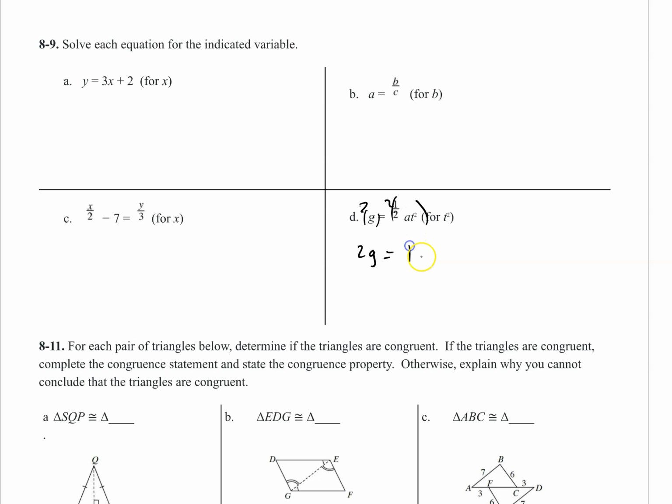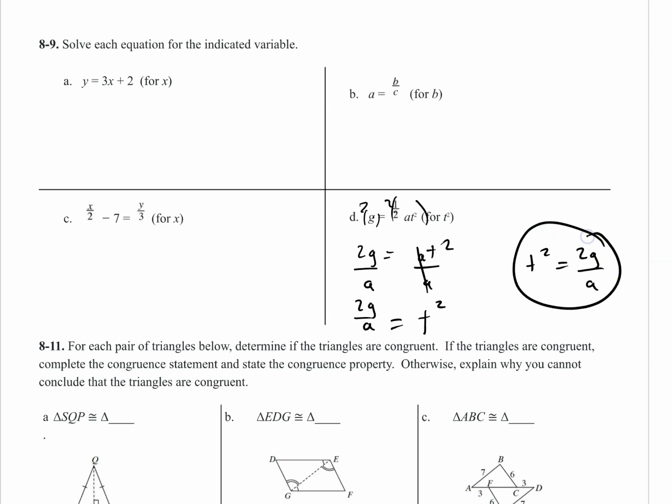2 times half is 1. So just 1 a t squared, which I'll write just as a t squared. And then you can divide both sides by a. And now we have solved for t squared. So t squared is equal to 2g divided by a. This is a times t squared, so the only way you can undo a times is by division.